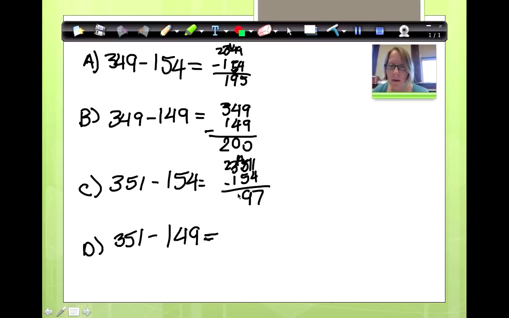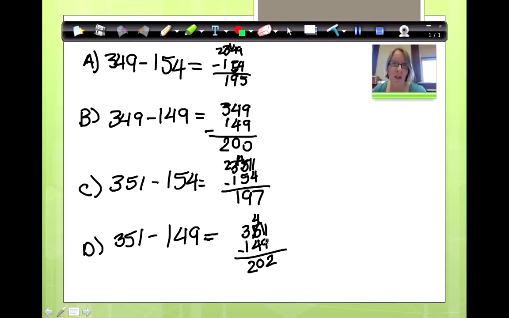Okay, are you noticing anything interesting? Let's do one more problem here. 351 take away 149. I have to regroup. 11 take away 9 is 2. 4 take away 4 is 0. 300 take away 100 is 200. Okay. What do we notice about each one of these numbers? 195, well, that's pretty close to 197. And that's also the 200. We've got 200 is pretty close to 202.